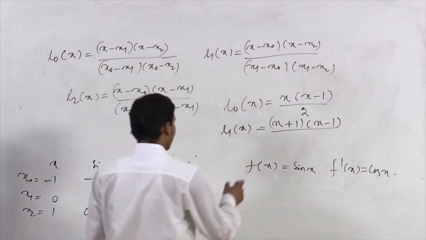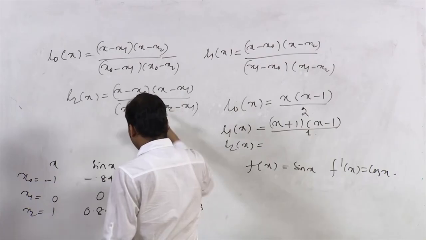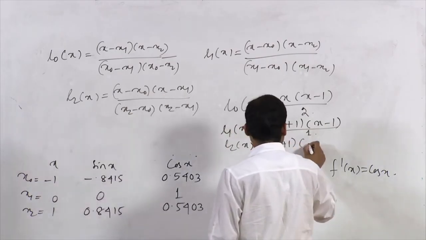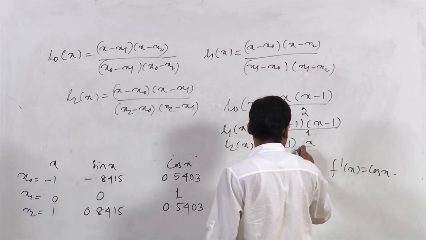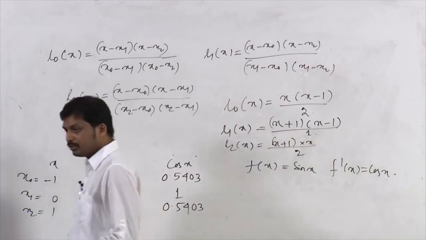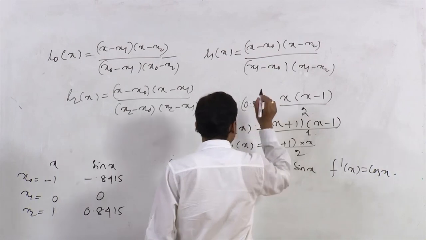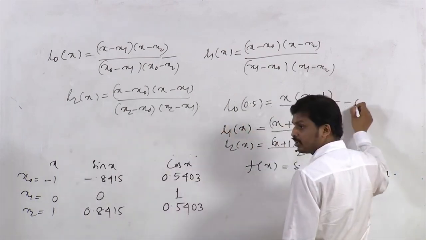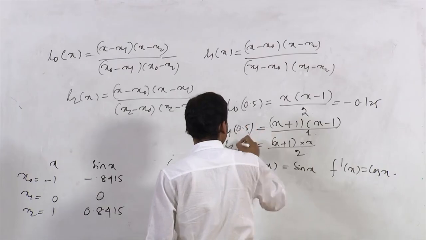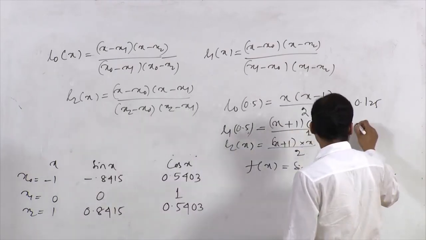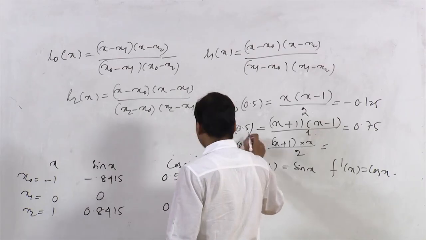So similarly, you can just obtain L2 of x. That's how you can just write x plus 1, then x minus 0. This means that x only. So divided by, if you just see, this will come as 2 here. So directly we can just put the values there, like L0 of 0.5, if you will just put here, then we can just obtain this value as minus 0.125, and L2 of 0.5, if you will just put, we can just get this one as 0.75, and if you will just put these values of 0.5 here, then we can just obtain this value as 0.375.